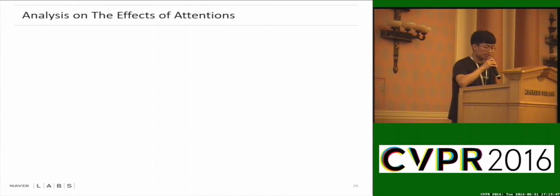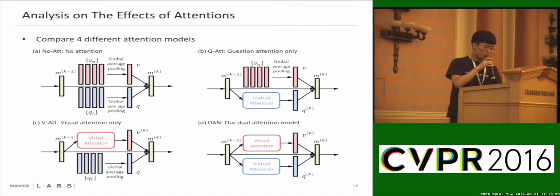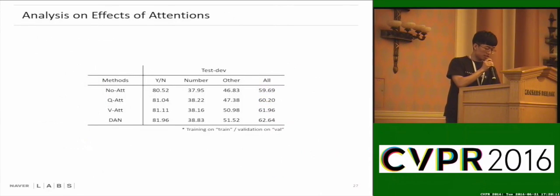We also performed an ablation study to verify the effectiveness of our dual attention approach. We compared 4 different models with different combinations of visual and textual attentions, and then we investigate how effective each component is. This is the result from the experiment, which demonstrates that both visual and textual attentions are effective. Especially, the combination of visual and textual attentions improves the accuracy significantly.